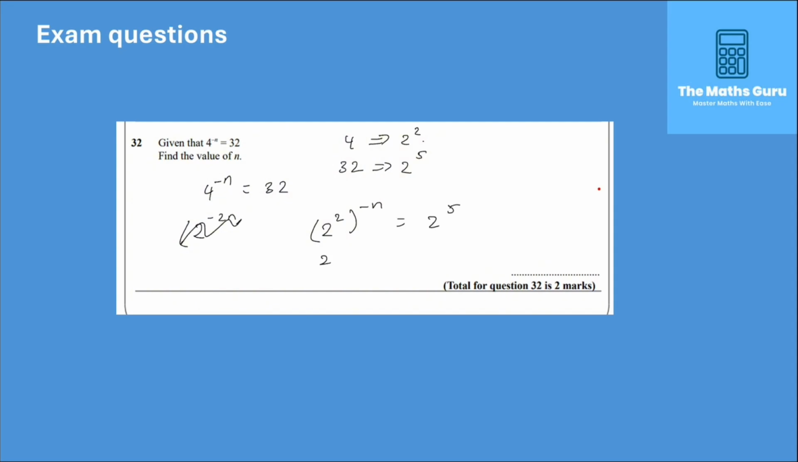Then this is going to be 2 to the negative 2n, because of our indices rules, is equal to 2 to the power of 5. And now that the bases are the same, this must mean that minus 2n is equal to 5. And then n is equal to negative 5 over 2. And that is our answer.